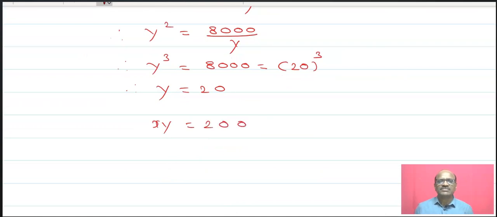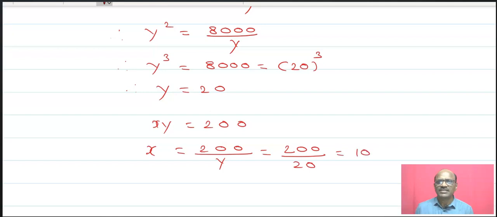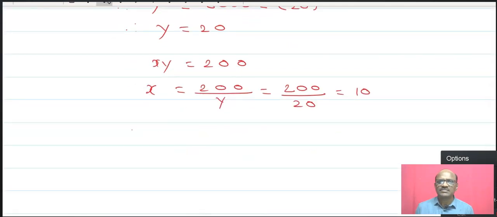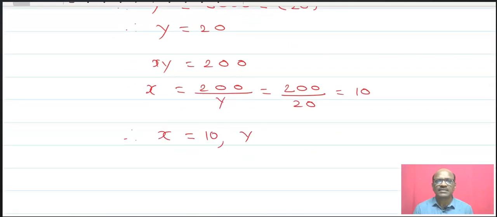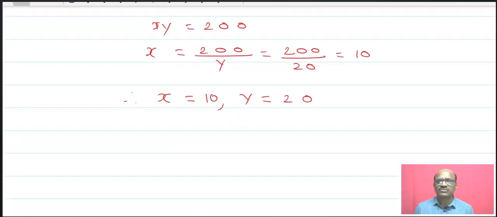Now next, xy is equals to 200. Therefore, x is equals to 200 upon y. That is 200 upon 20, and that is equals to x is equals to 10. y is equals to 20, and these are the two terms, that is the 10 and the 20.